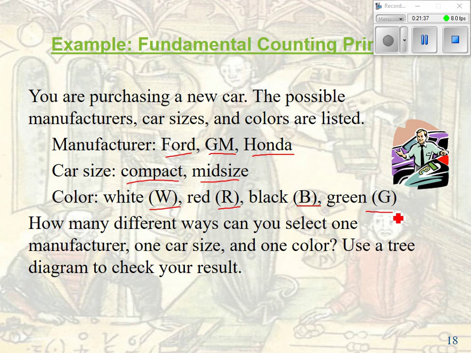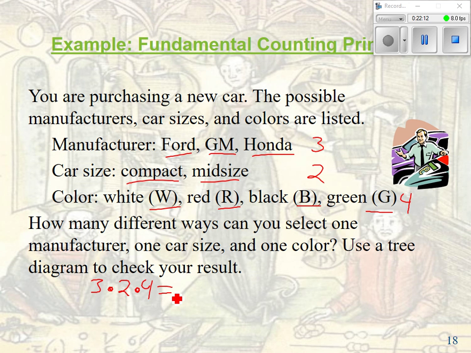We really do not want to make a tree diagram for this, because you'd have to put Ford, GM, Honda, then off that come 2 branches for compact or mid-size, then off each of those come 4 other ones, which is going to be a pretty big tree diagram. So to find the total possible outcomes, how many possible outcomes for each choice? 3, 2, and 4, and we just multiply those together. 3 times 2 times 4.